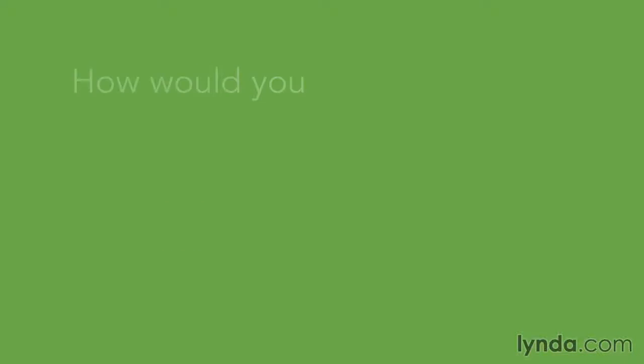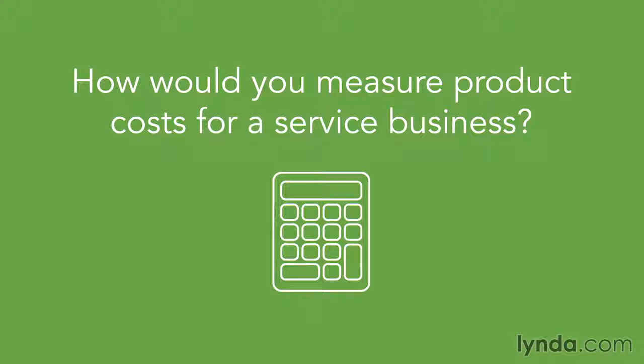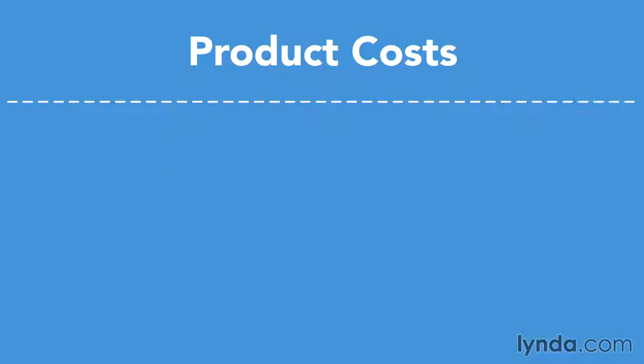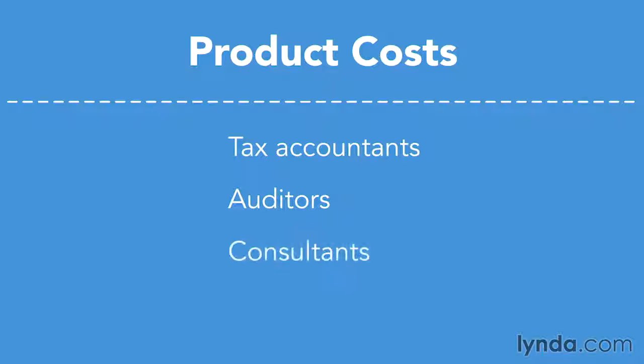Now, consider the same question for a large service business like Ernst & Young, one of the largest certified public accounting firms in the world. What are the products sold by this service firm? Ernst & Young sells the time of its tax accountants, auditors, and consultants. The salaries of these professionals represent the cost of its product. These costs are reported as the expense, cost of services sold, in the same period in which Ernst & Young reports the corresponding service revenue.